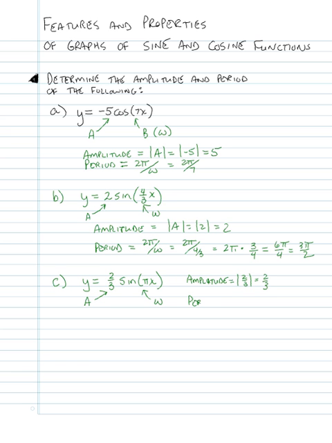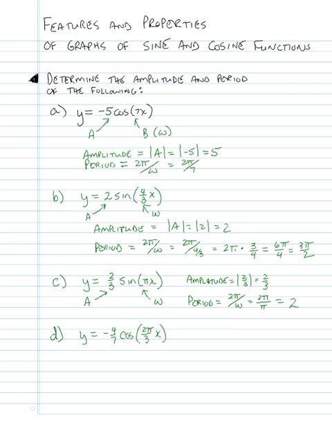Now, on the other hand, our period, remember, we take the original 2 pi and we divide it by omega. And in this case, omega is in fact pi, isn't it? So we take 2 pi and divide by pi, and we get 2. So our period this time doesn't have anything to do with pi after we do this division. Our period is 2 units long. So we go through a whole cycle in 2 units. Okay, let's do one more.